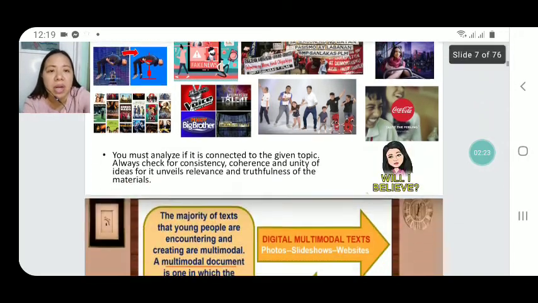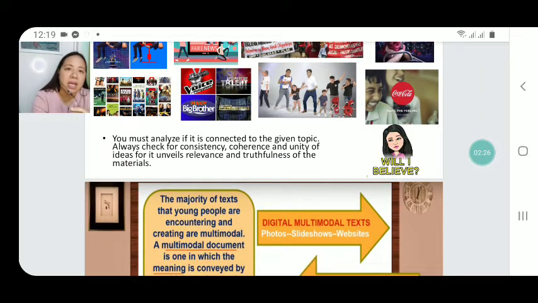Okay? So, remember class that we must analyze if it is connected to the given topic, the materials that we view. Always check for consistency, coherence, and unity of ideas, for it unveils relevance and truthfulness of the materials. So, titignan natin yung unity of ideas. Magkakatugma ba? Tama ba? Accurate ba yung mga ideas? In that way, it can unveil the relevance and truthfulness of those materials that we view.